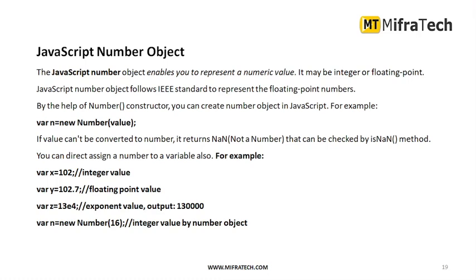And you can see an example here, where x equals 102, an integer value. In JavaScript, data types are assigned automatically, no need to declare them. y equals 102.7, a floating point value. Then z equals 13e4, an exponent value, and the output will be displayed as 130000. And new Number of 16 is an integer value created by a Number object. This is the way JavaScript provides a standard.